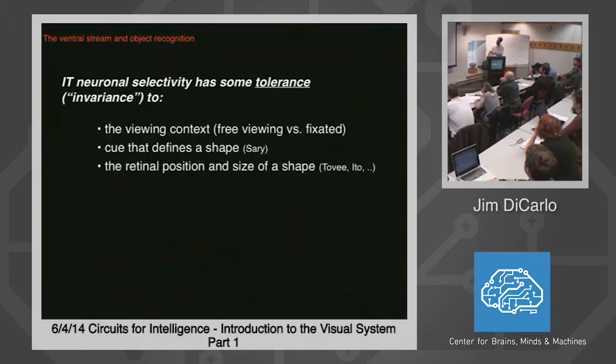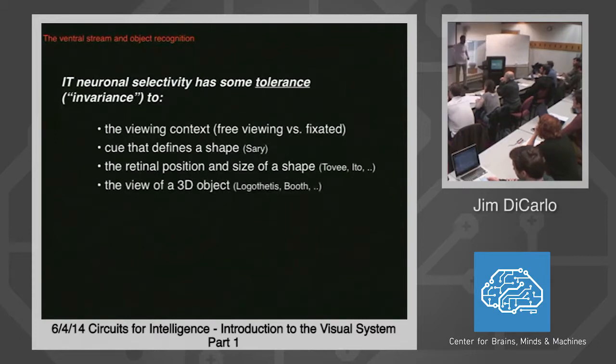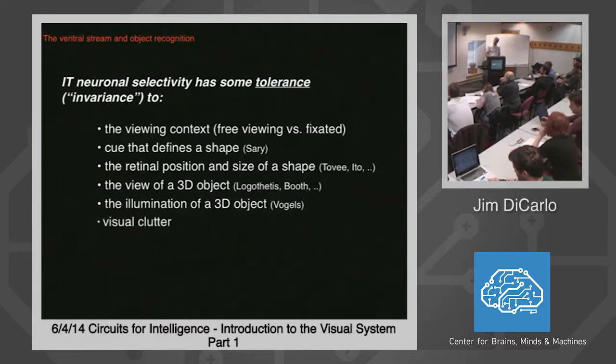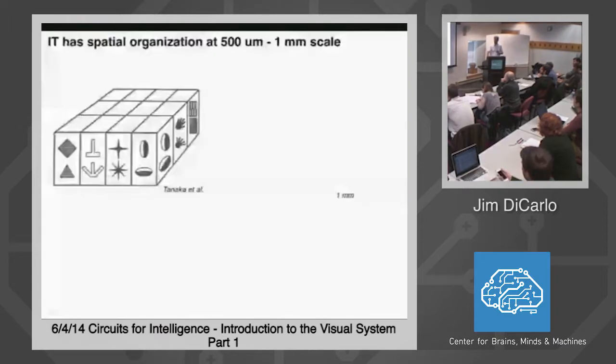Okay, so this question was just asked. IT has some tolerance to viewing context, cues that define the shape. I didn't show you that, exactly how to define the shape boundaries. There's interesting work on that, on the retinal position and size. I didn't show you the data, I just described it. This was just discussed in the Logothetis studies, the Booth studies, that both suggest some tolerance to view, to illumination, to 3D objects, and some ability to tolerate visual clutter. Again, all these things are sort of partway. They're not perfect, but there's some ability to deal with these things.